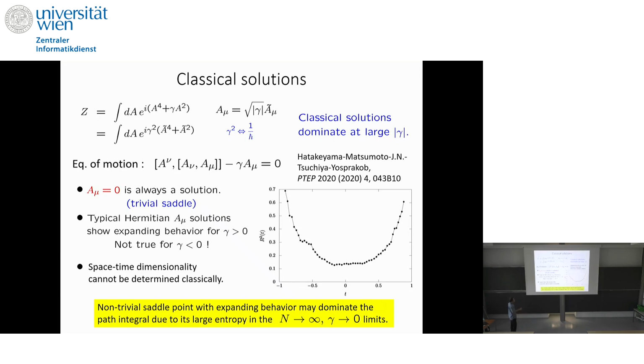And this solution appears typically only for positive gamma. For negative gamma, we don't find any solutions like that. That was one of the interesting points. And the reason we didn't understand at that time, but now we understand it very well, as you will see in the latter part of my talk.